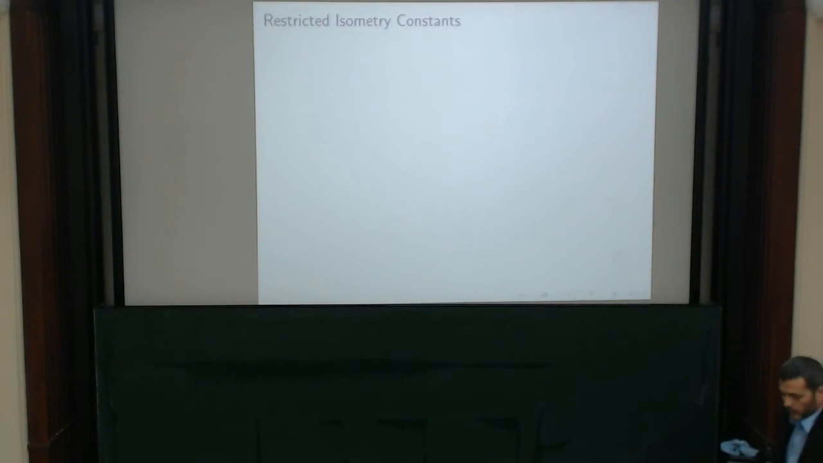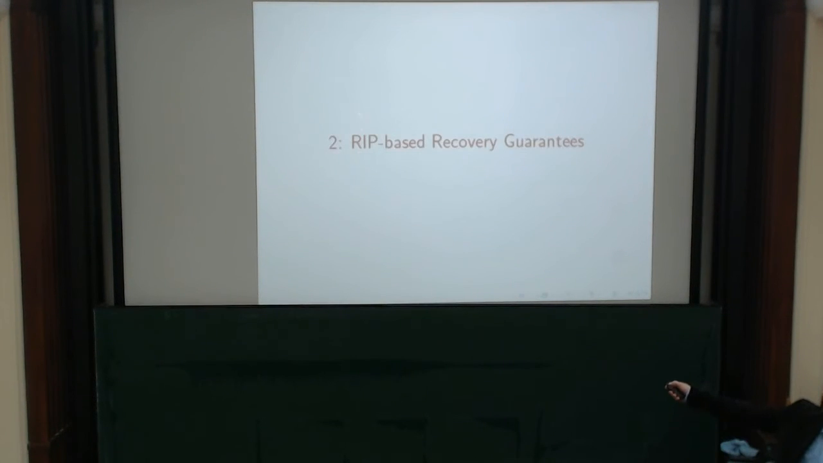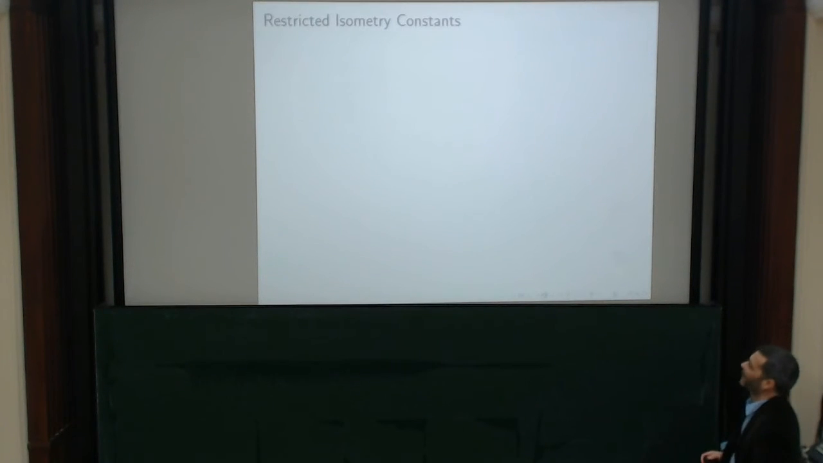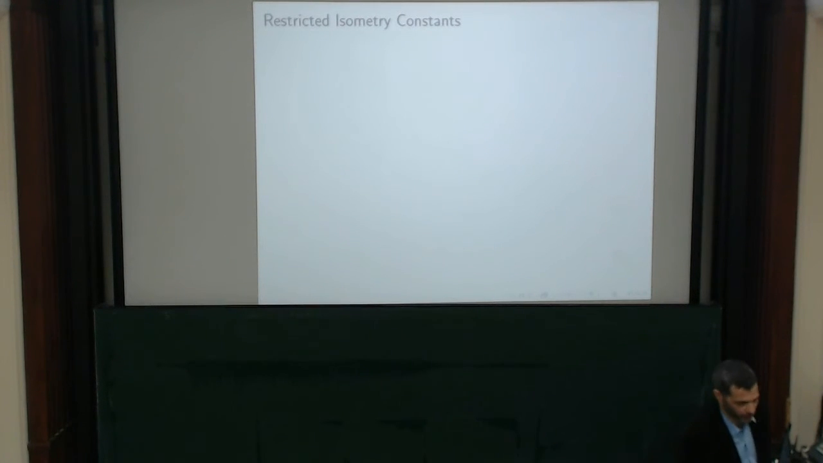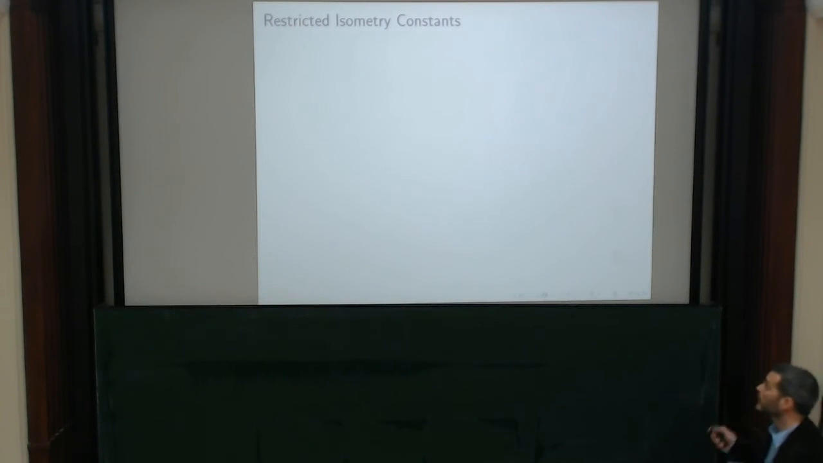So the restricted isometry property is the fact that we have a small restricted isometry constant for a good regime of the parameters N, M, and S. But what are the restricted isometry constants? I think Stephen Wright introduced them yesterday.